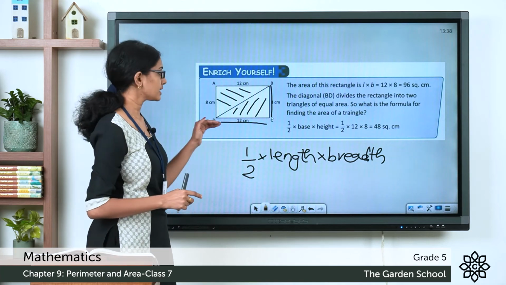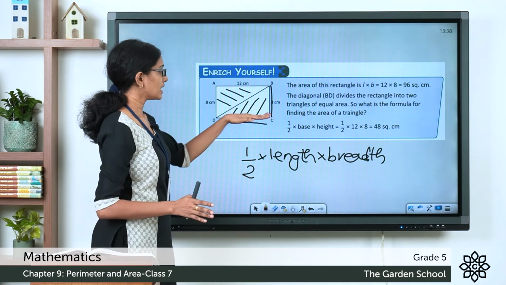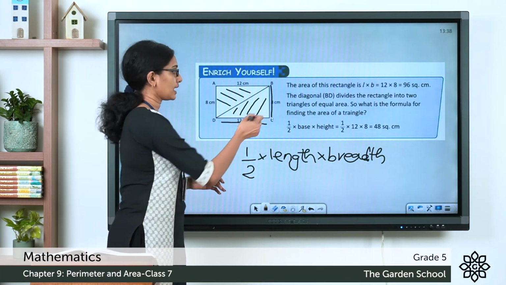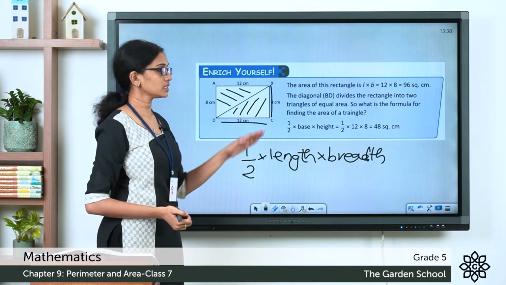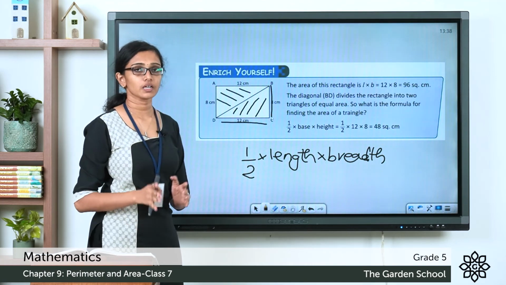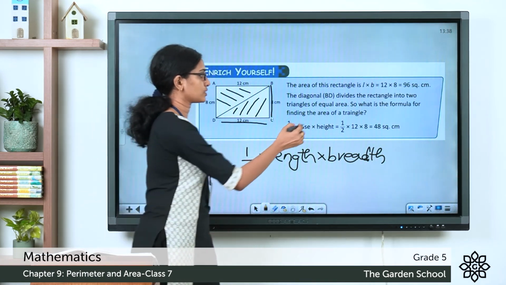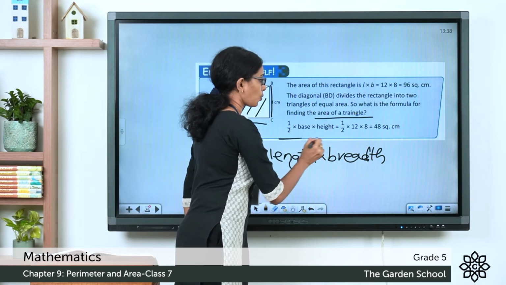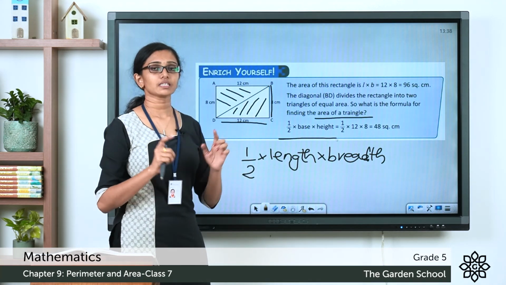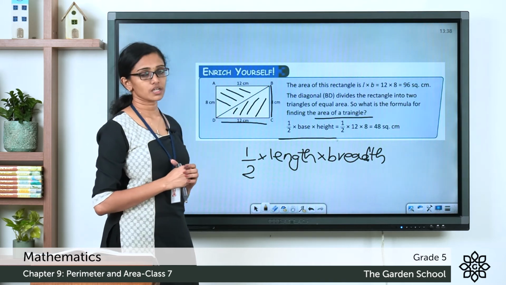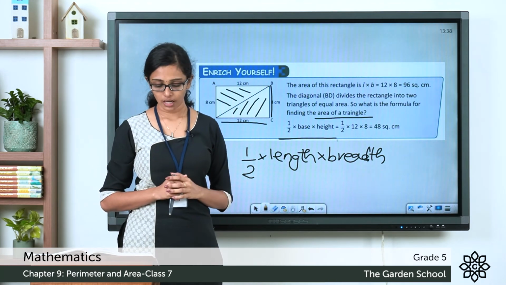And here in this case, this base is the same as the length of the rectangle here, and the height of this triangle here is the same as the breadth of this rectangle. So, in general, you can say the area of a triangle is equal to 1 by 2 into base into height of the triangle. So, that's a general formula. You have to keep this in your mind and make a note of it in your notebook.